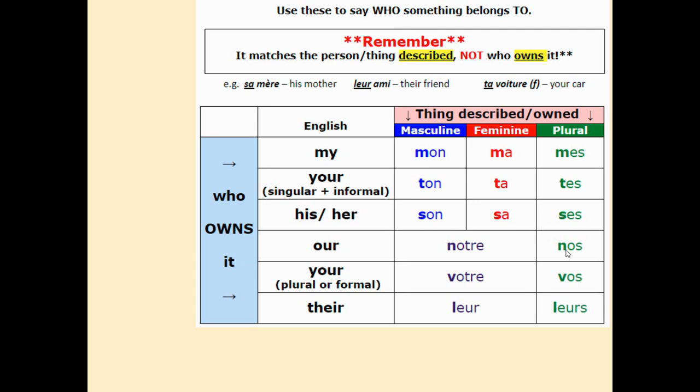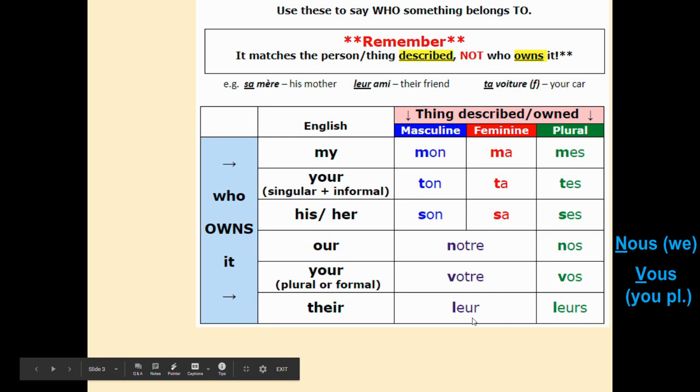So firstly, the first letter, which I've put in bold, is the same again, L, V, N. Also, it is the same first letter for these two here as with the pronouns. We is nous, N-O-U-S, and so it starts with an N when you say our. You guys, or y'all, or you formal, is vous, which starts with a V, and so your also starts with a V. This one is slightly different, but we still have the same pattern where it's L here and L here, and we just added an S.